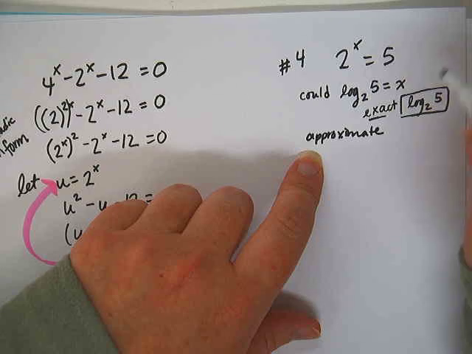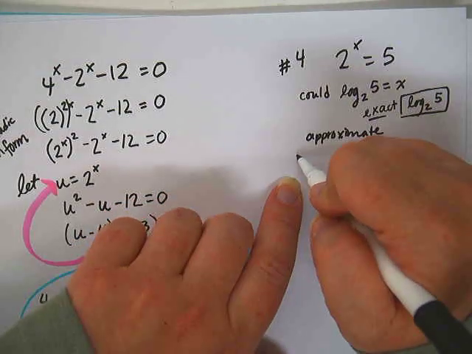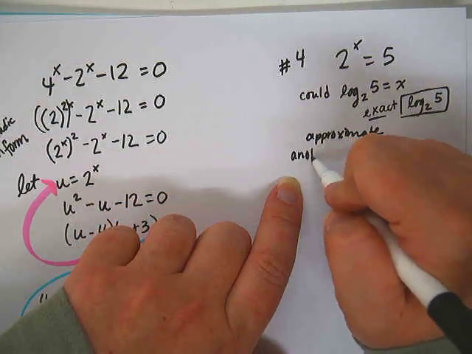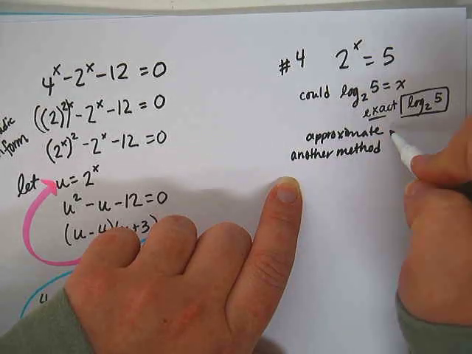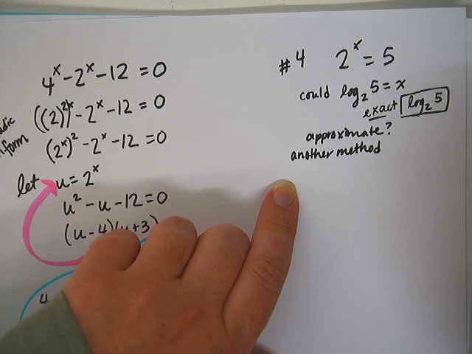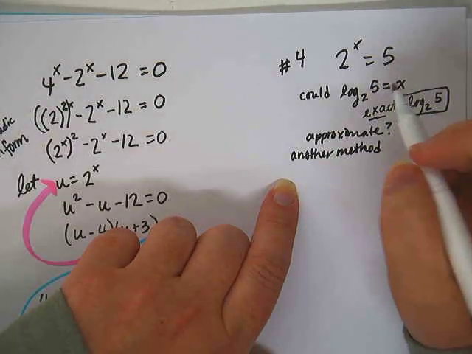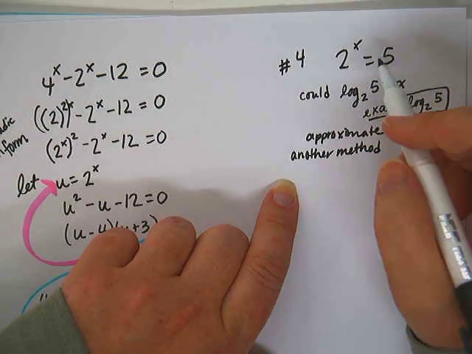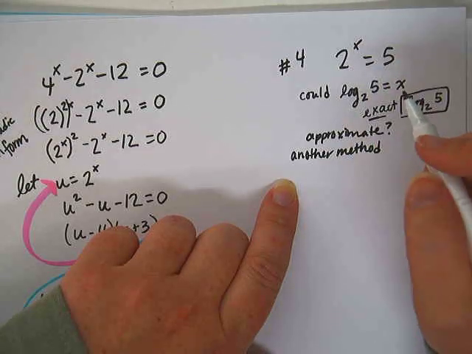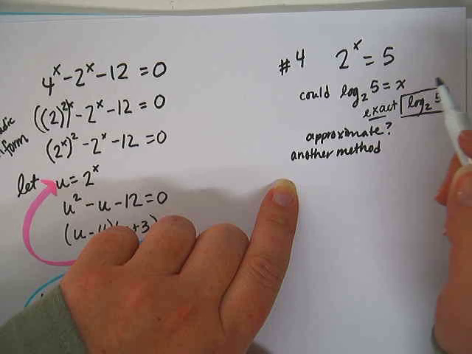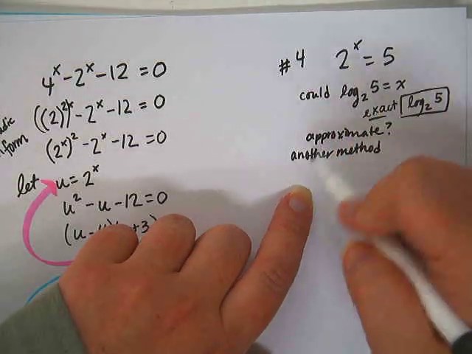But then what if you want an approximate answer? Well, then you can either use the change of base formula to change this, or you can do this a different way. So another method I'm going to show you uses one of those properties that we learned last time that I reviewed at the beginning of the first video, and that was the property that we can take the log of both sides.